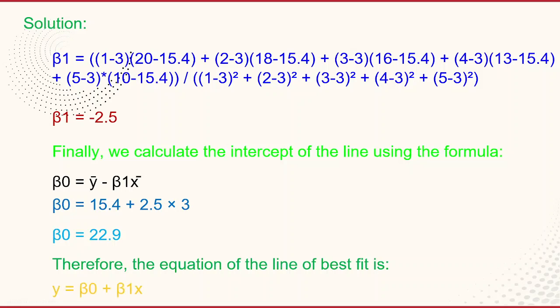Then substitute beta naught and beta 1 in that equation, and you can obtain the equation of the line for the best fit, that is y is equal to beta naught plus beta 1 x. So the actual solution is y is equal to 22.9 minus 2.5 into x. At any value x, suppose I want it for 8 years old, then you can substitute 8 in x, then you can obtain the y value.